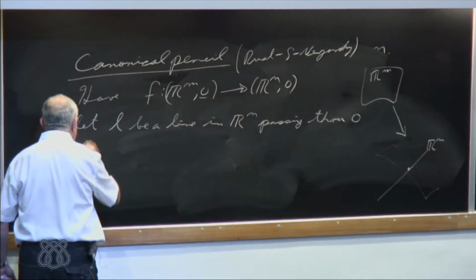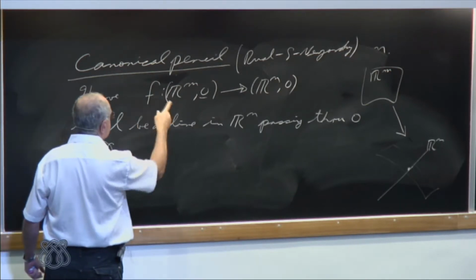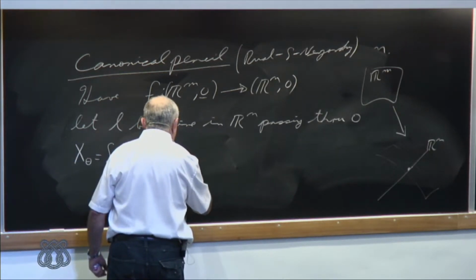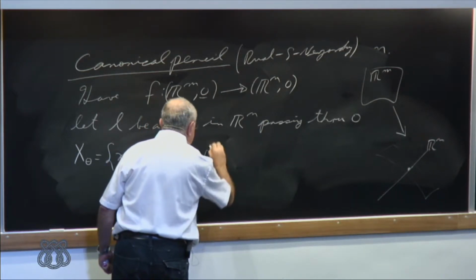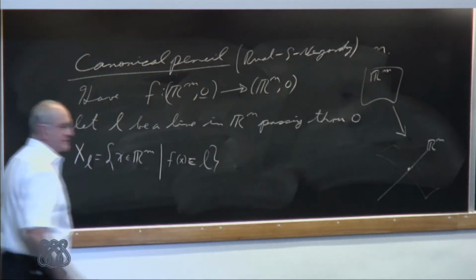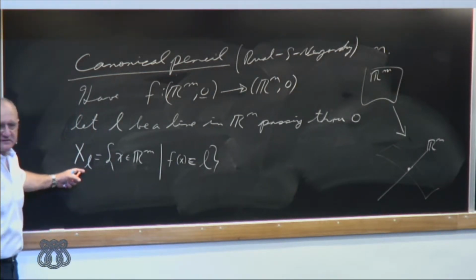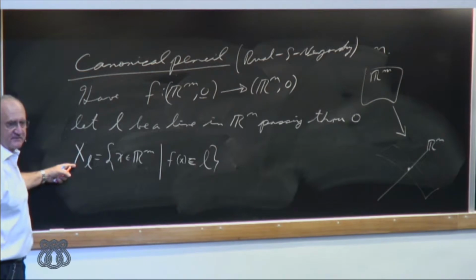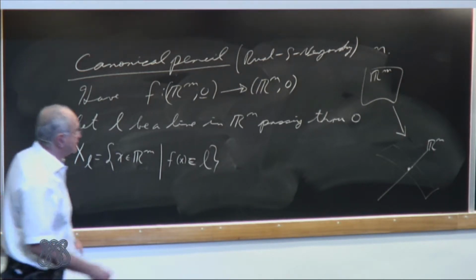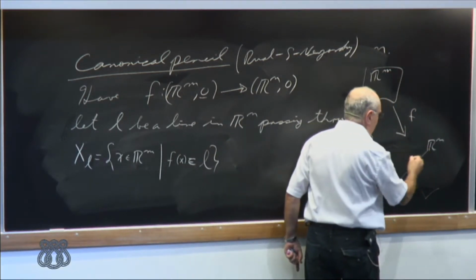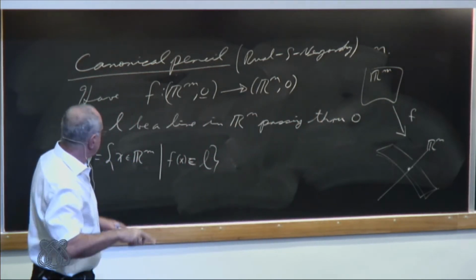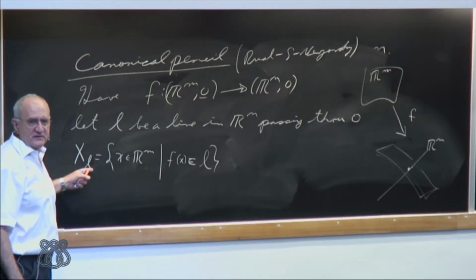Now define X sub L to be the set of all points in Rm such that F of x is an element of that line. Okay, so for each line, we can form this set. It is easy to see that if this is an analytic map, this is an analytic set. Why? This is nothing but the zero set of F composed with the projection into the orthogonal plane. So the zero set of that composition is exactly this, and that's an analytic map. So this is an analytic space.